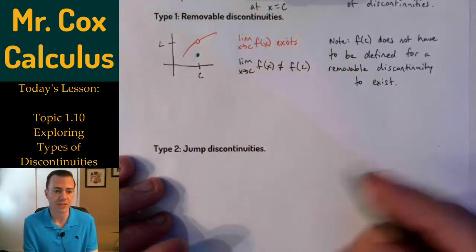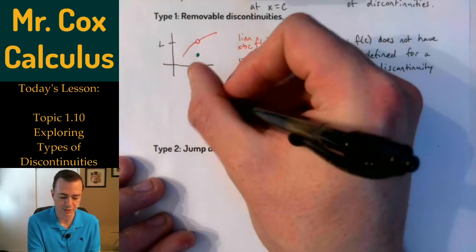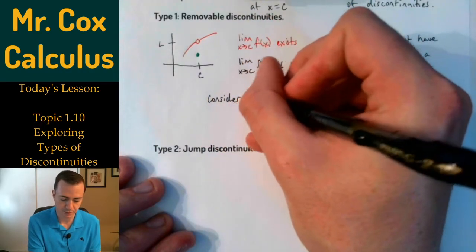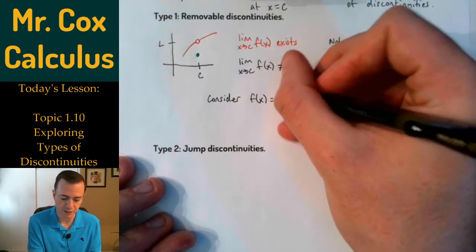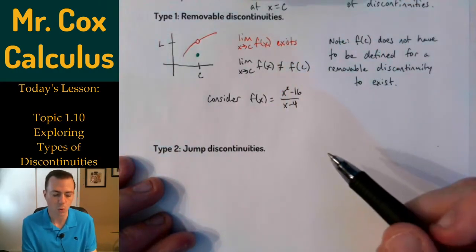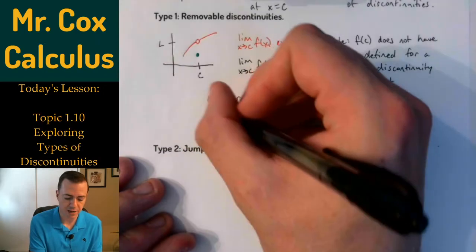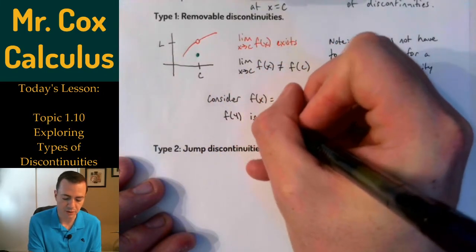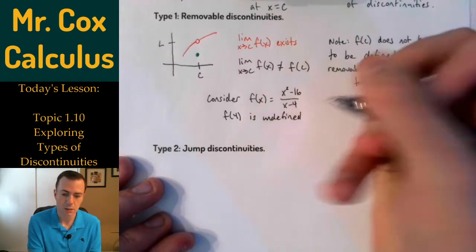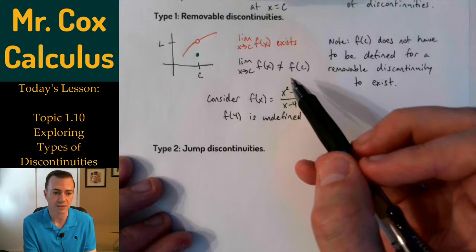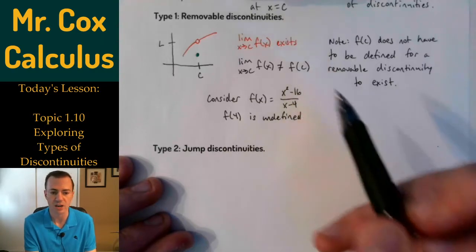And we've looked at things like this so far in this class. Let's just take a look at the function f of x is equal to x squared minus 16 divided by x minus 4. Well, we know right off the bat with this function that f of 4 is undefined. So we already know that the function value is undefined. We're going to have some kind of discontinuity there.